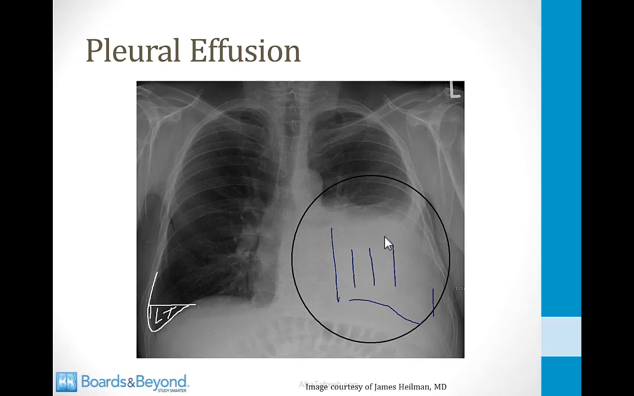And this is an upright chest x-ray, so gravity's pulling the fluid down, and therefore it's creating this solid white area in the bottom part of the left lung, and that's a left-sided pleural effusion.